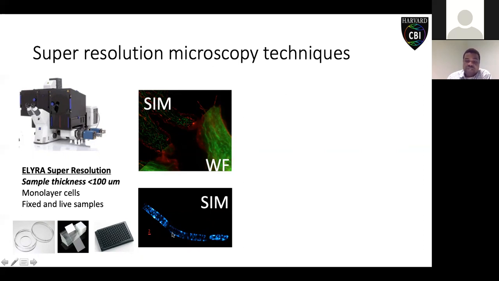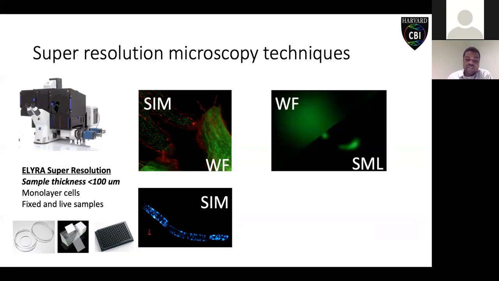In bacteria, where the thickness of a bacterium is around 2 micron, it is always a challenge to see subcellular structures within the bacteria. And again, with SIM, and then using the SIM squared process, you can resolve even tinier things within the bacteria.